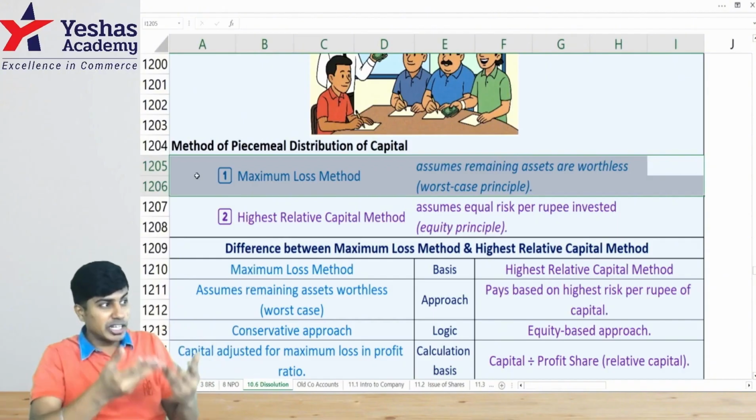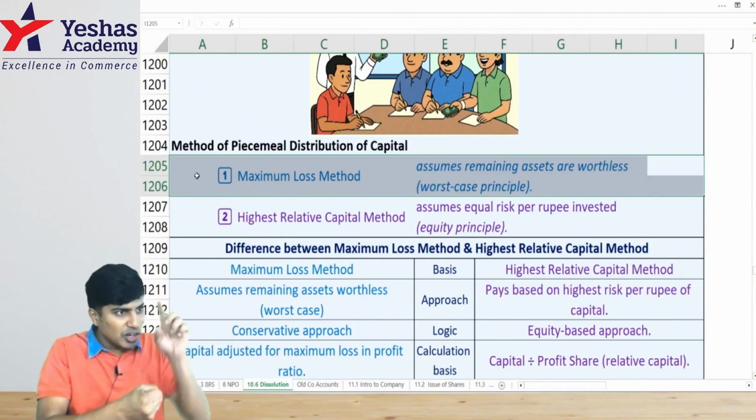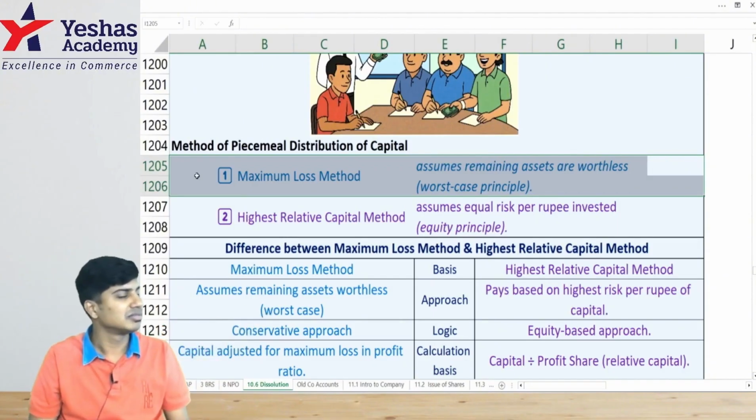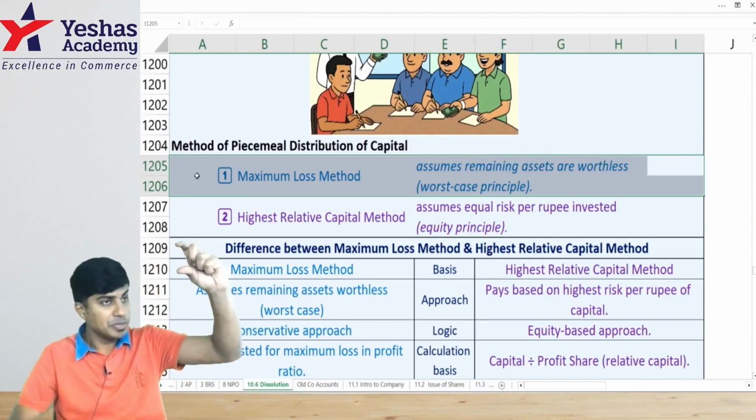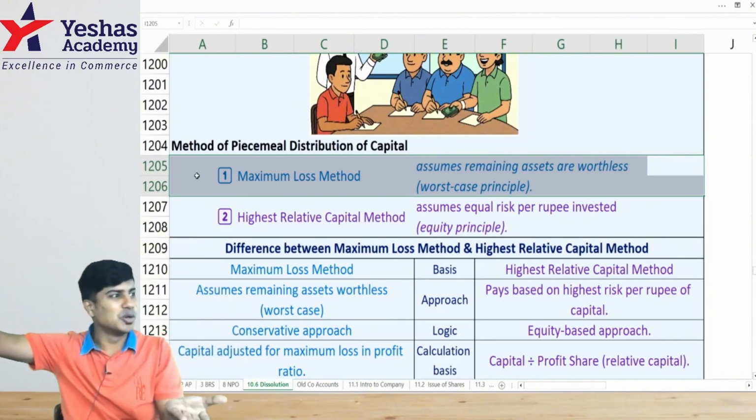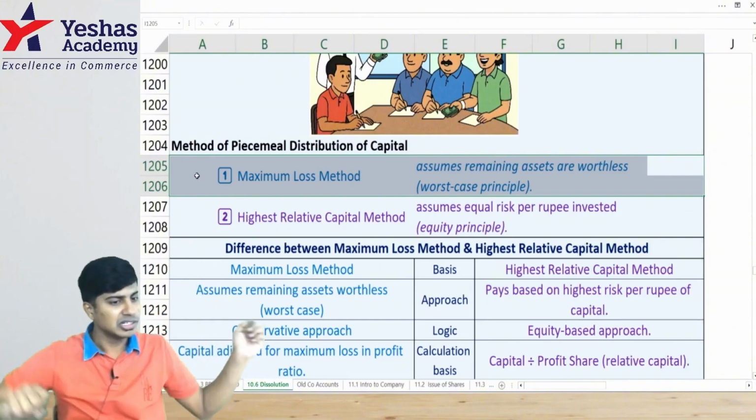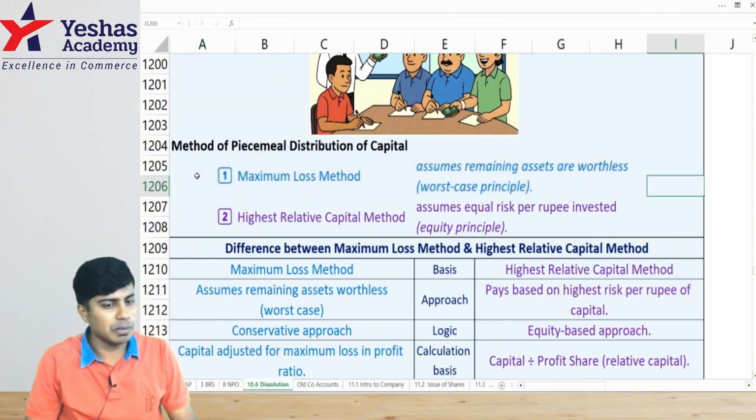How much money they will not get, how much money they will not get if you find that, how much money they will get is the balancing figure. Capital to be paid minus the loss that I won't pay. The amount to be paid will be found as the balancing figure. That is the maximum loss. It's a pessimistic approach.